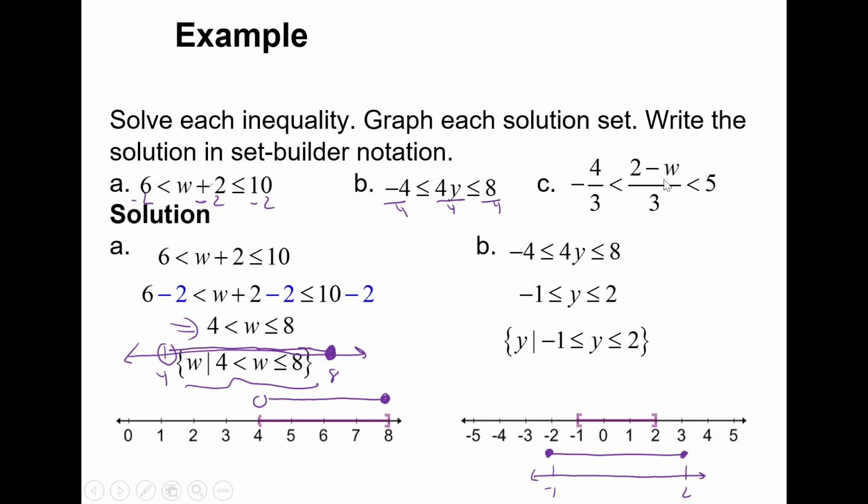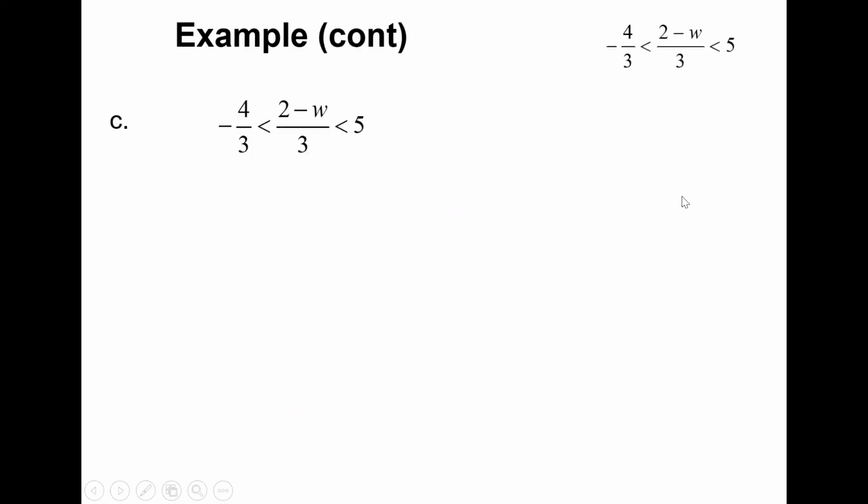All right, now this one is a little bit different. So what we're going to have to do is multiply everything by 3. So multiply that by 3, multiply this whole thing by 3, and multiply that by 3. So when we do that, we get minus 4, and that's less than 2 minus w, less than 15. And so then we have to go about solving this. And so we'll subtract 2. And so we have what? A minus 6 less than minus w less than 13.